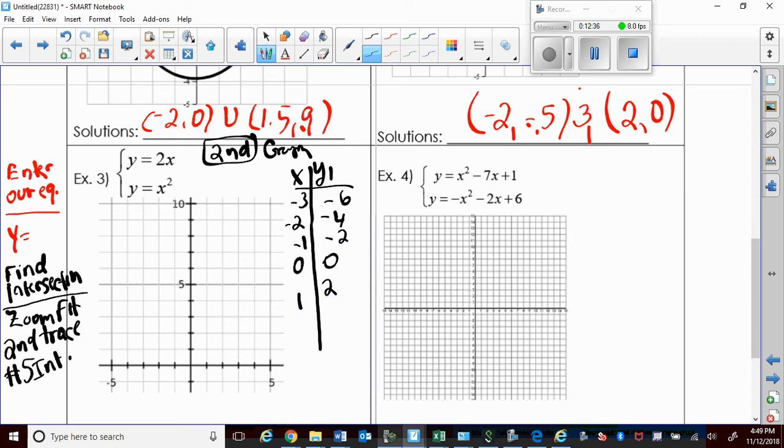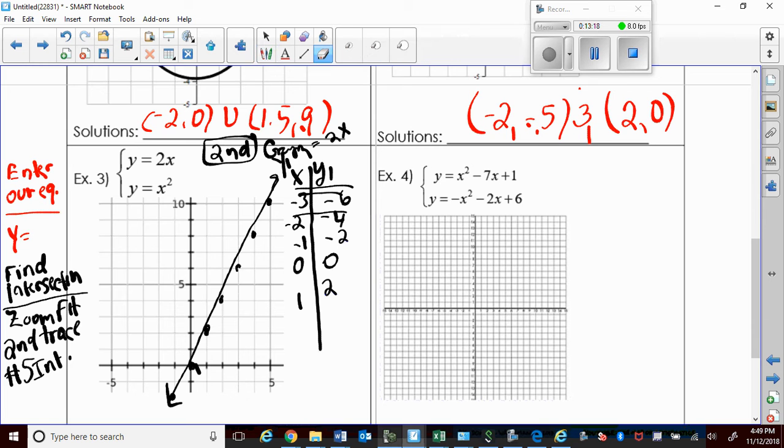So -3, down 6, can't graph this. -2, down 4, can't graph this. -1, down 2, okay. Then 0, 0, 1, up 2, and I just keep going. So here's my straight line, right? Now, this is y1. It equals 2x.